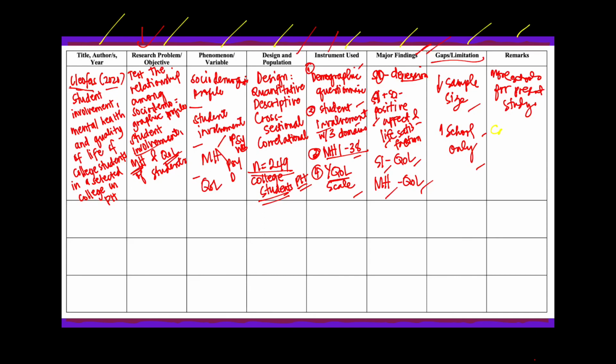So it can be used for the relationship between school engagement and psychological well-being. Alright? So there. Again, it should be a full narrative. It's just that I have limited space.